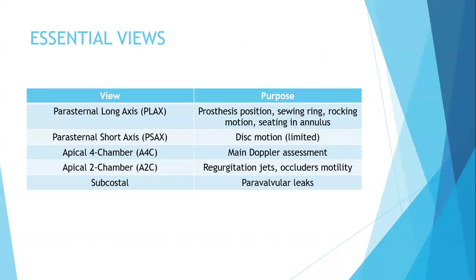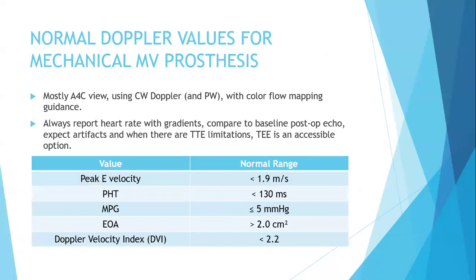Our essential views, of course, are the parasternal long and short, the apical 4 and the apical 2, and the subcostal view, which means the valve is assessed from at least 5 or 6 different views. Each has its own purpose. These are the cutoff values for which we are suspicious of the presence of any obstruction or pathology within the valve itself or the mechanical prosthesis itself.